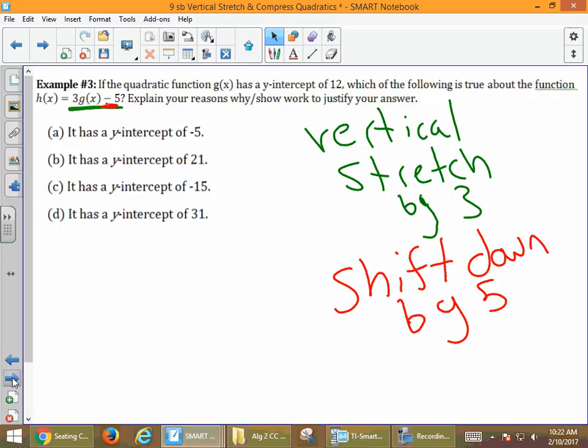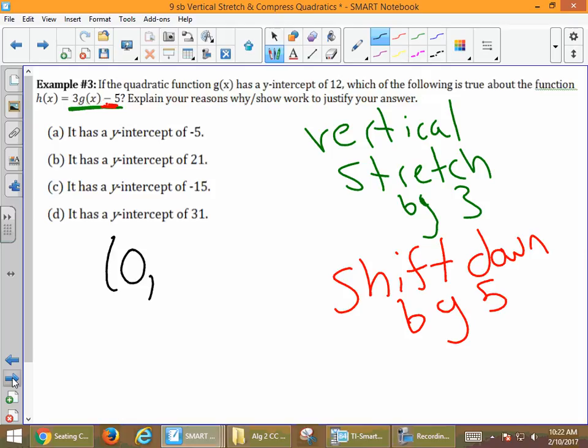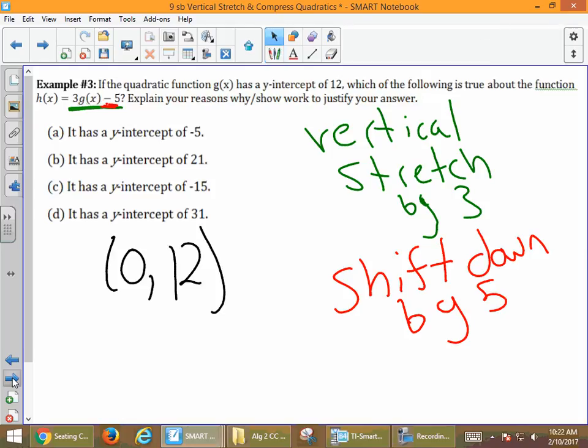And so we know we're going to have two transformations, a vertical stretch by 3 and a shift down by 5. What point did they tell us was on our original function? The y-intercept is 12. So we know our y-intercept always has an x value of 0, and they said the y-intercept was 12. So which is the y-coordinate of our y-intercept? Is it going to be 0 or is it going to be 12?